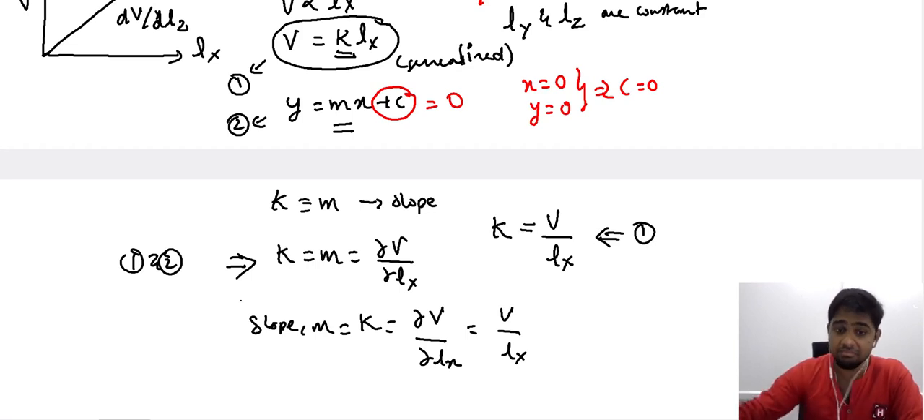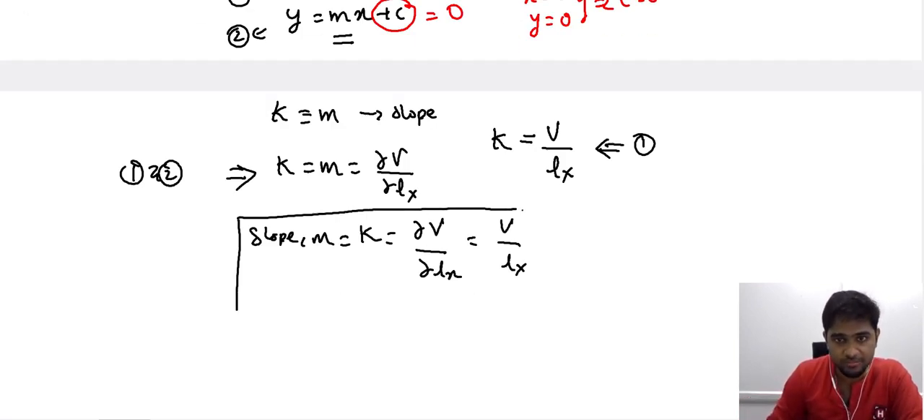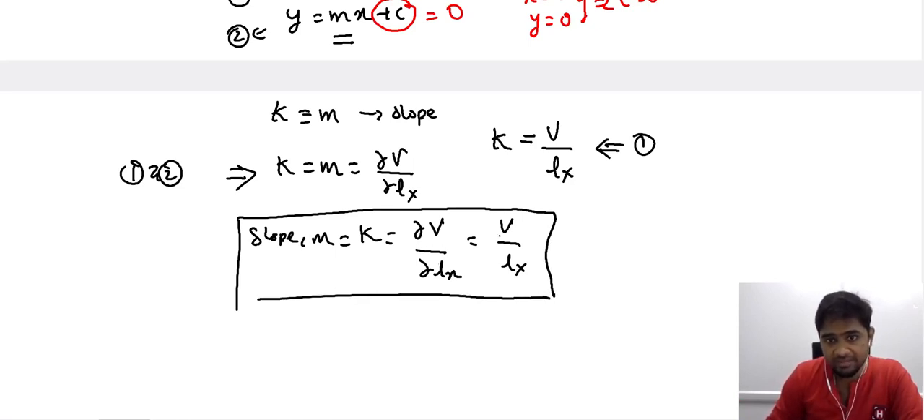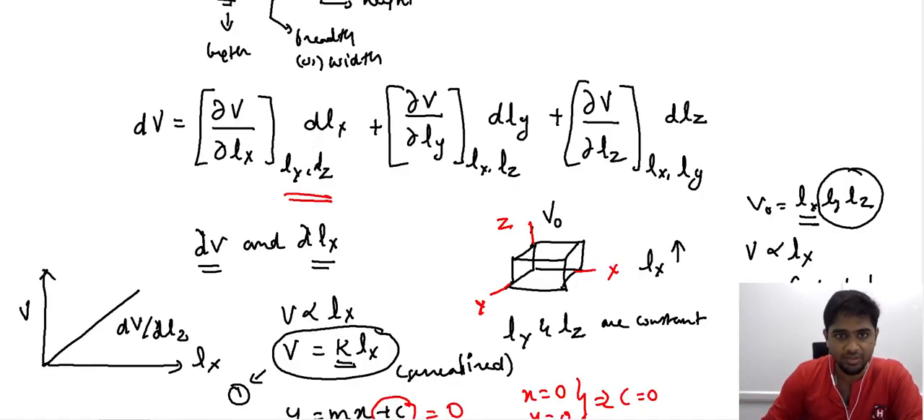So this is a really important expression in our consideration of how the volume changes. The slope is nothing but the ratio of this dV by dLx, which is V by Lx. Now this equation 3 we can substitute in our original equation that we have here. So we have the change in the volume with respect to the change in the dimension along the specific direction.